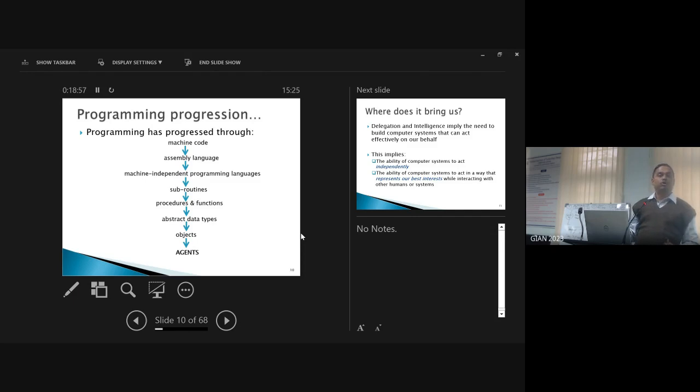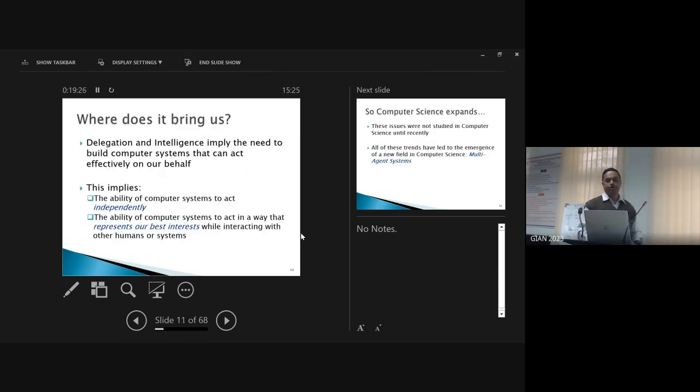So from the computer science point of view, an agent is more abstract than an object. Because in an object, the more features you put in and give a kind of interface to act like an agent, object plus some kind of autonomy for performing the task, that behaves like an agent, or can be called an agent. Special. So delegation and intelligence imply the need to build computer systems that can act effectively on our behalf.